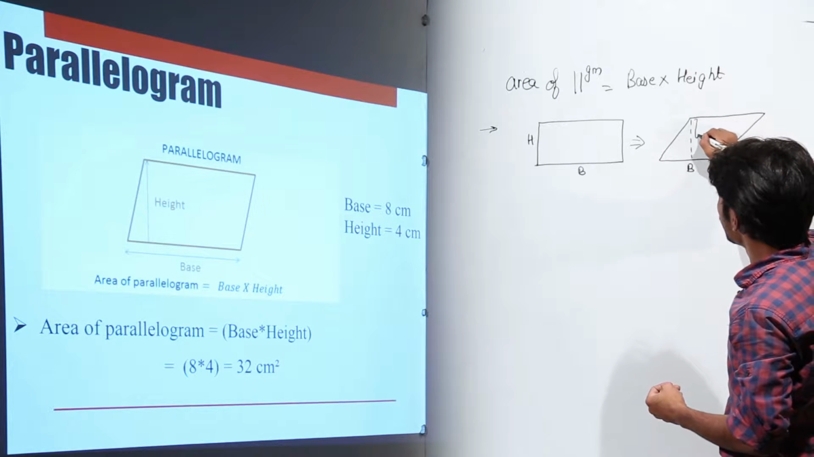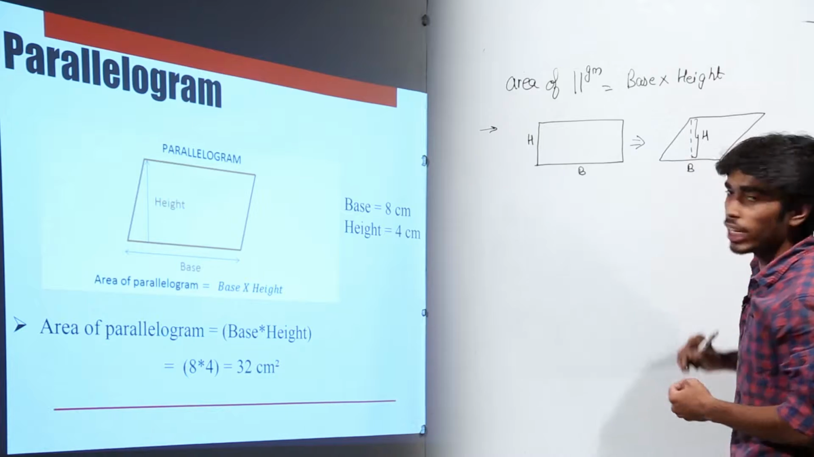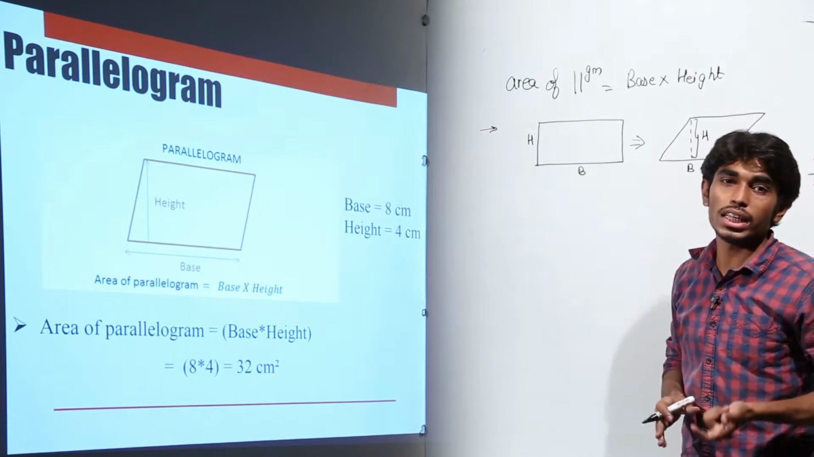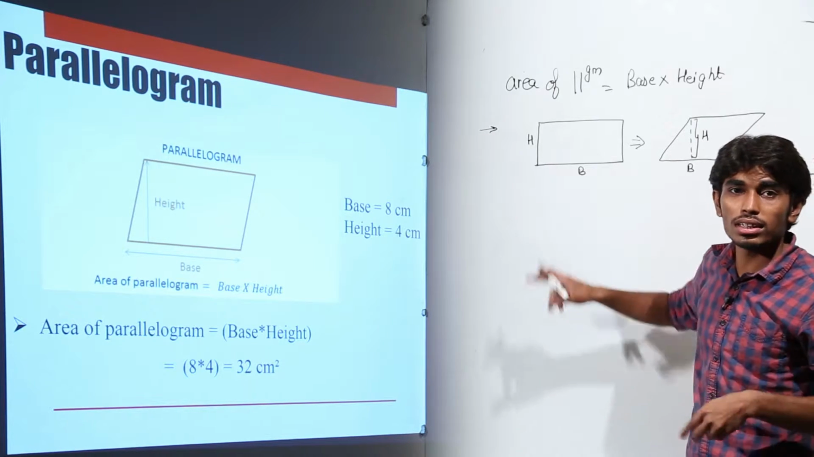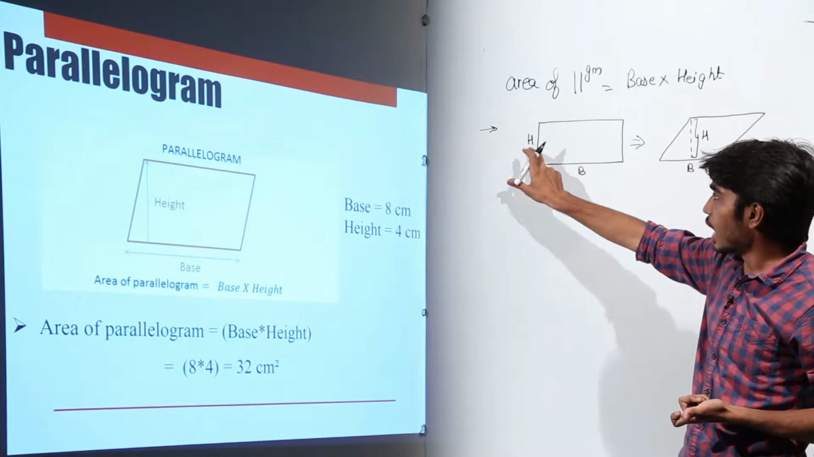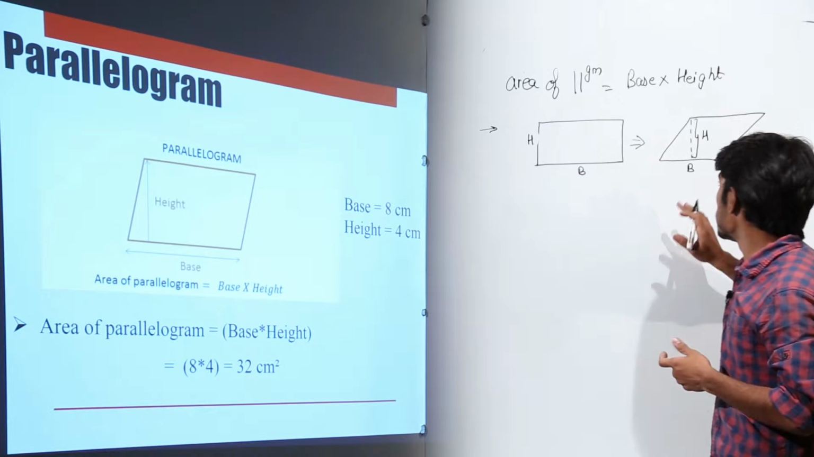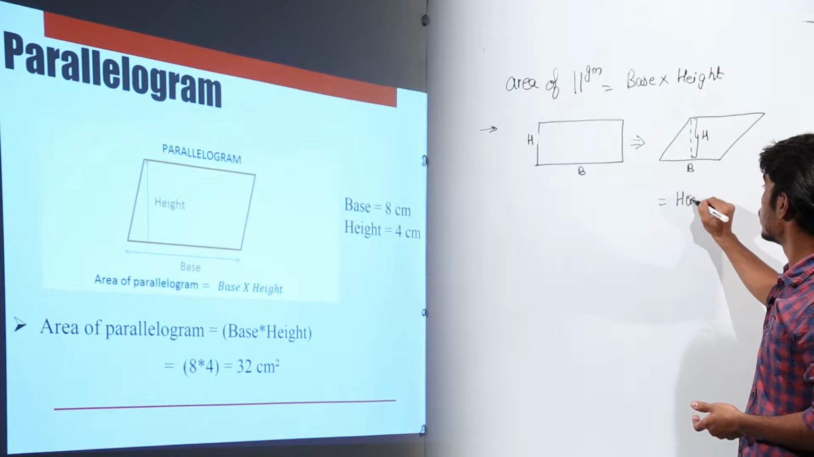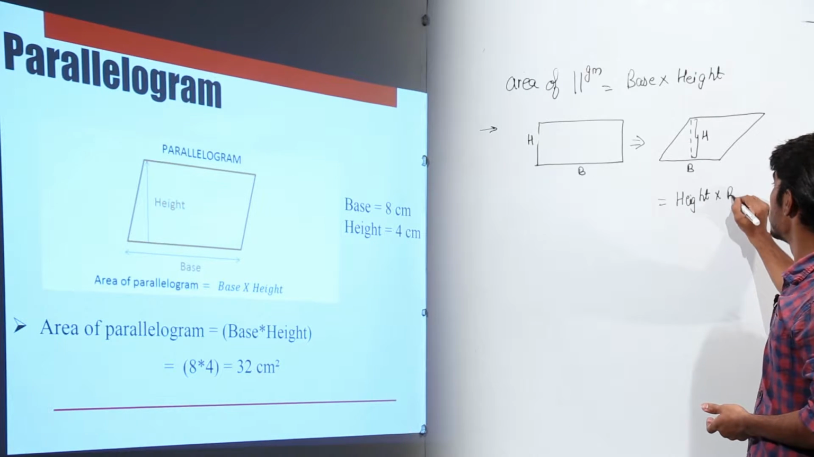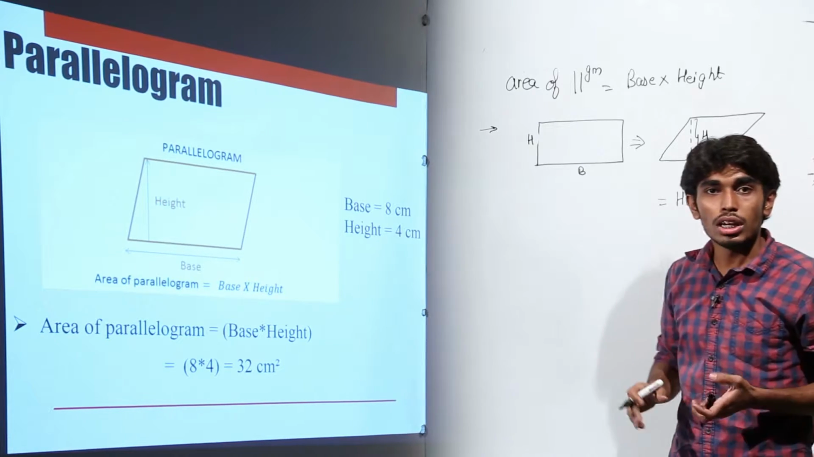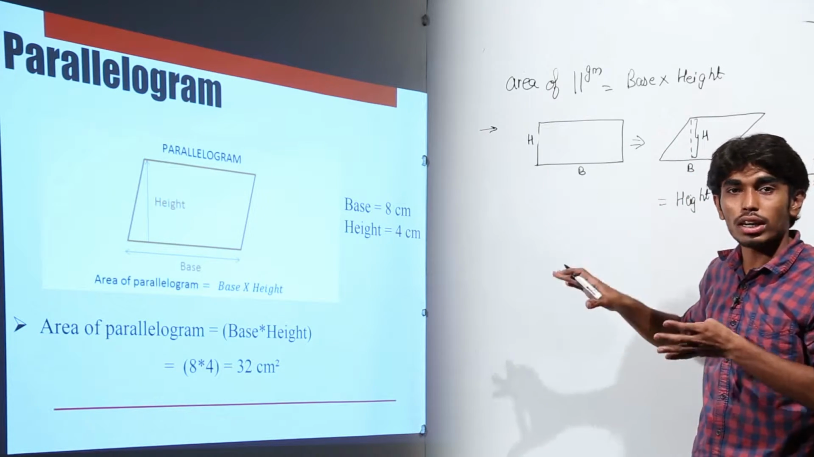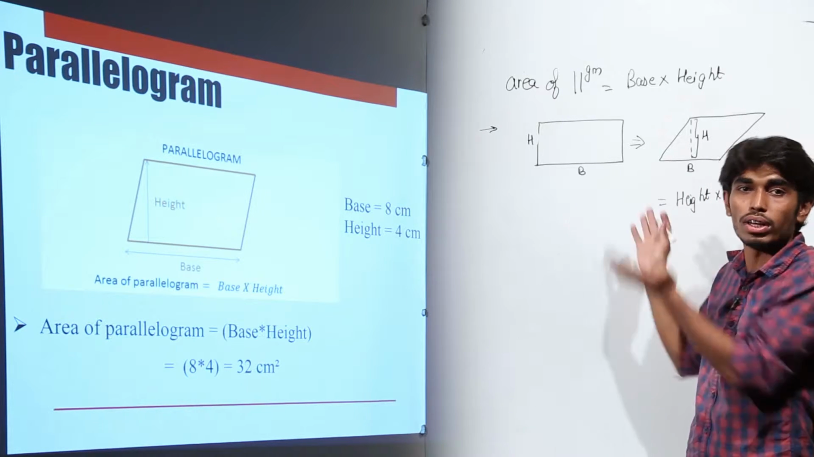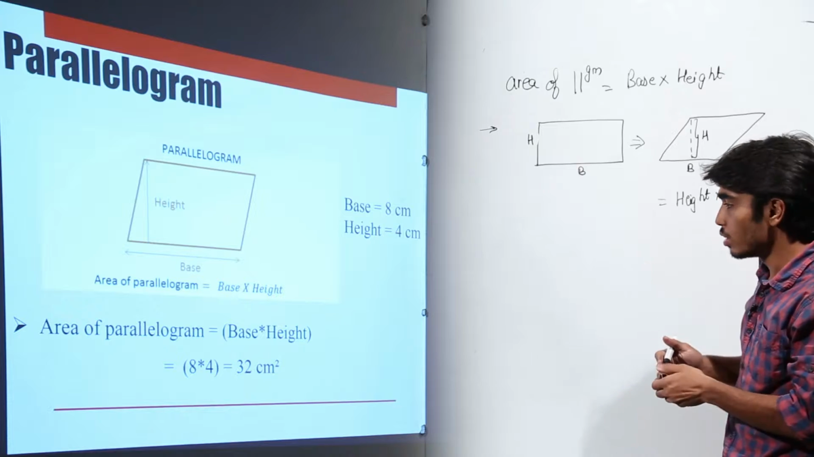And this dotted length would be h. Now, as you have changed the orientation of the rectangle, the area would remain the same. For a rectangle, the area is length into breadth, that is height into base. Similarly, for a parallelogram, the area would be height into base, because it's the orientation that has changed, but not the area. The area still remains the same because we have not added anything or removed anything. We have just changed the orientation.